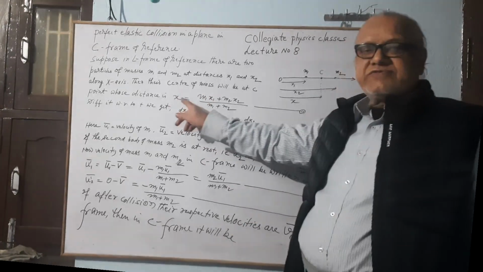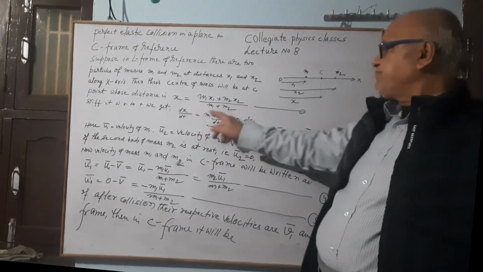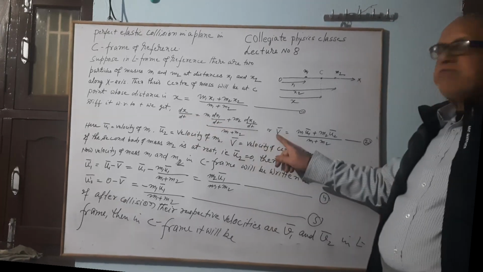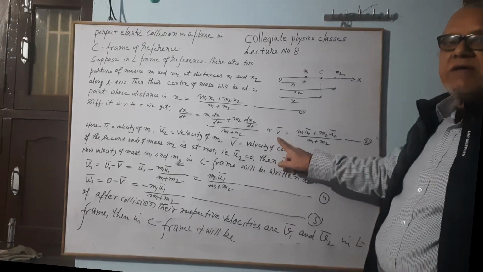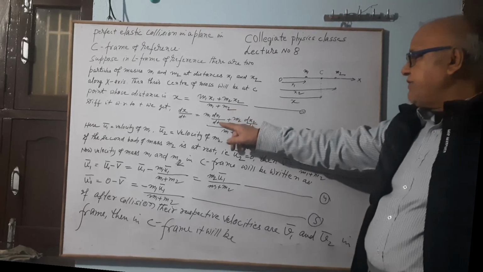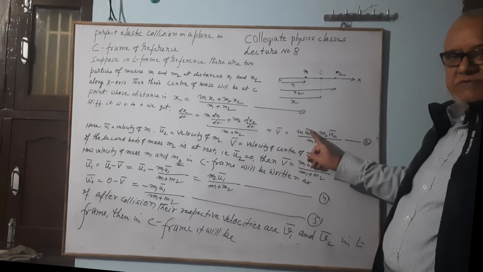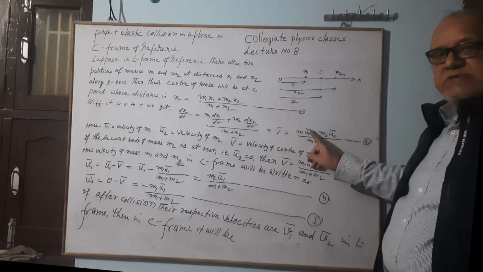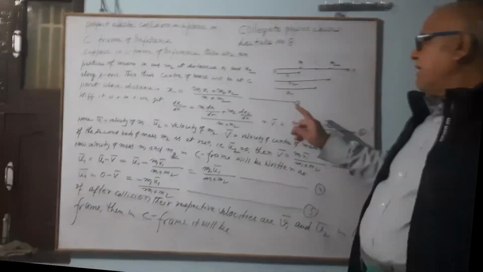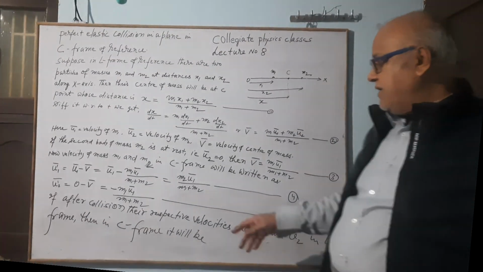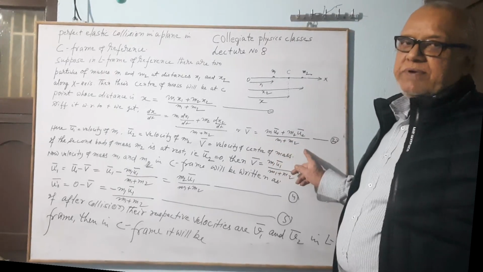Now let us differentiate this equation with respect to t. Then dx by dt is equal to this much. Here dx by dt is equal to V, where V is the velocity of center of mass in L frame of reference. dx1 by dt is u1, where u1 is the velocity of m1 mass in L frame of reference. Similarly, u2 is the velocity of m2 mass in L frame of reference. So V is equal to m1 u1 plus m2 u2 divided by m1 plus m2.